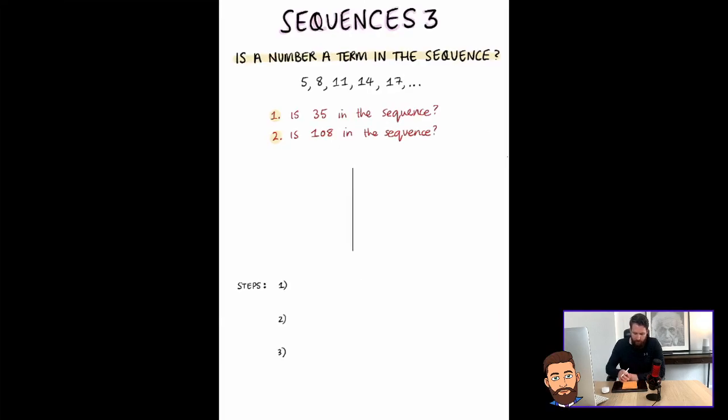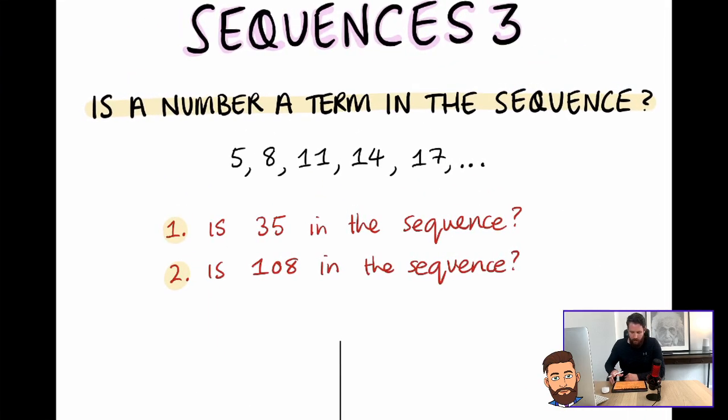Okay, so that takes us on to sequences 3. Is a number a term in the sequence? So if we've got this sequence here, 5, 8, 11, 14 and 17, I've asked two questions. 1, is 35 in this sequence? And 2, is 108 in this sequence?